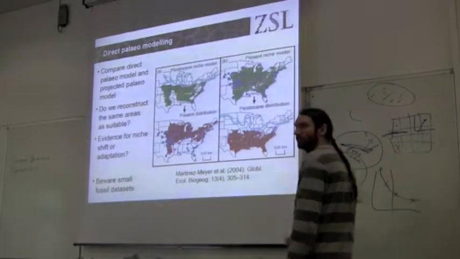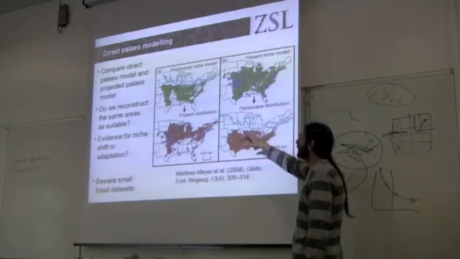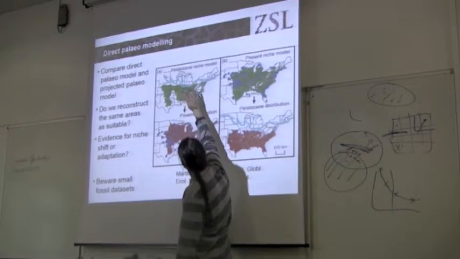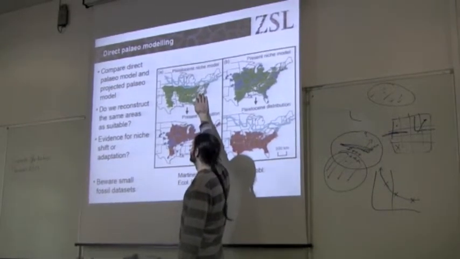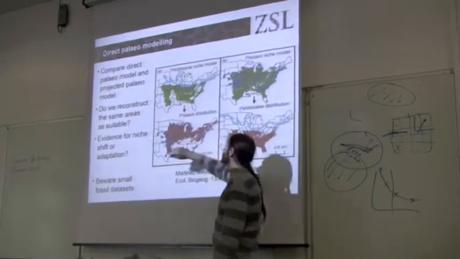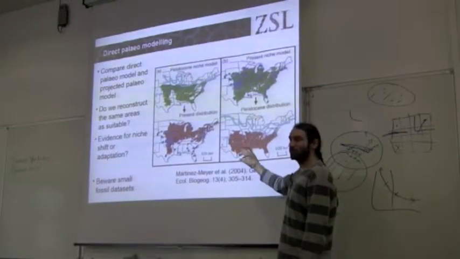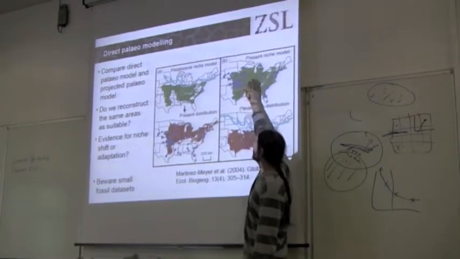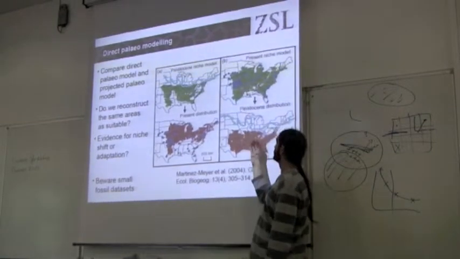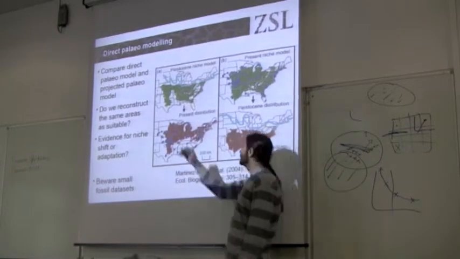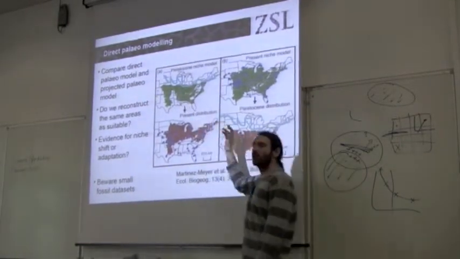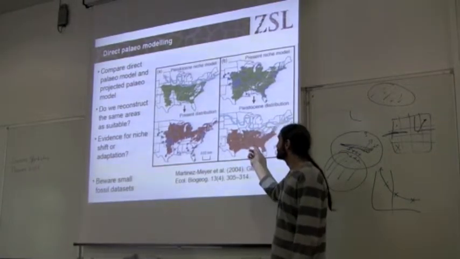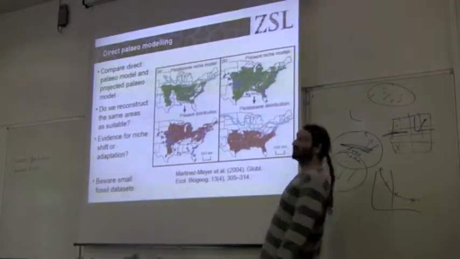Okay, so then what they did is they put the two things together. So you can compare, which way around is this? This is the past paleo data, paleo build, present day projection, present day build, paleo projection, and then compare. So we really want to compare this and this, because this is present day, this is present day, this is paleo, and this is paleo. So we have two methods to reconstruct our suitable habitat in the past. And these are our two solutions. They are similar but not the same.